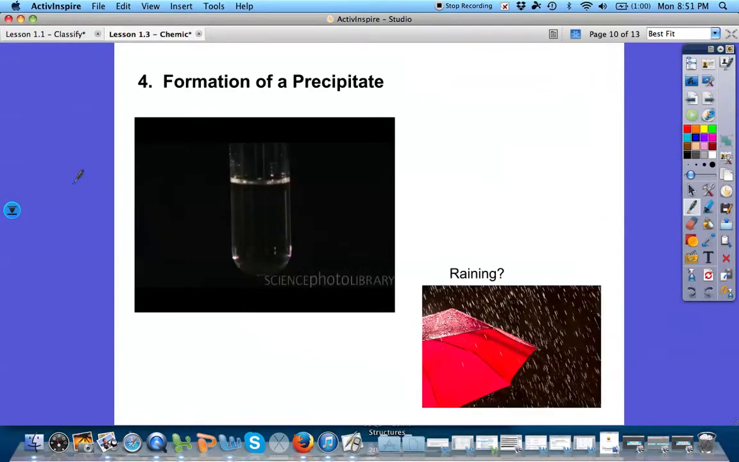And then our last indicator of a chemical change is a formation of a precipitate, formation of a solid. So we have a test tube here of a clear solution, and then they're dropping a clear solution into it. So this is lead nitrate and potassium iodide being mixed together. The yellow solid that is now falling to the bottom of the container is lead 2 iodide. And that is the solid that is being formed by mixing the two solutions together. So that is a formation of a precipitate.